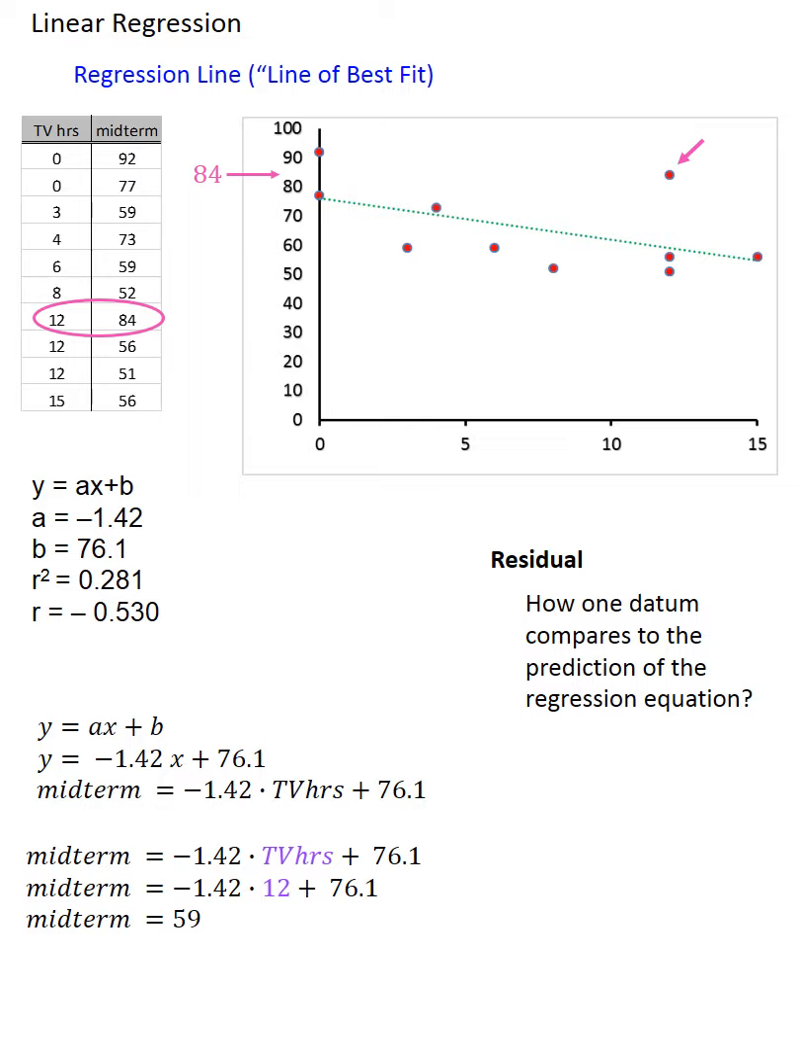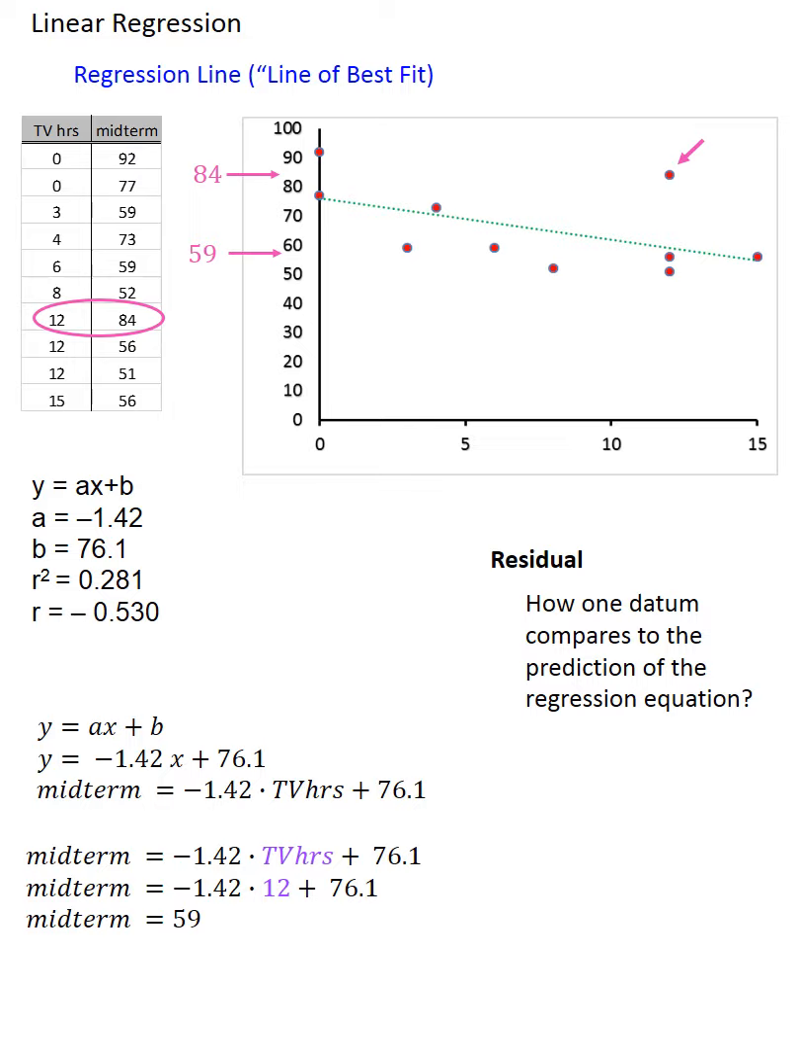Hit pause if you need to analyze the algebra more. But I've plugged in 12 for TV hours in my equation and determined that we would expect the group of people who watched 12 hours of TV to have scored on average 59 on the midterm. And that's right here on my y-axis. So how much better is 84 than 59?